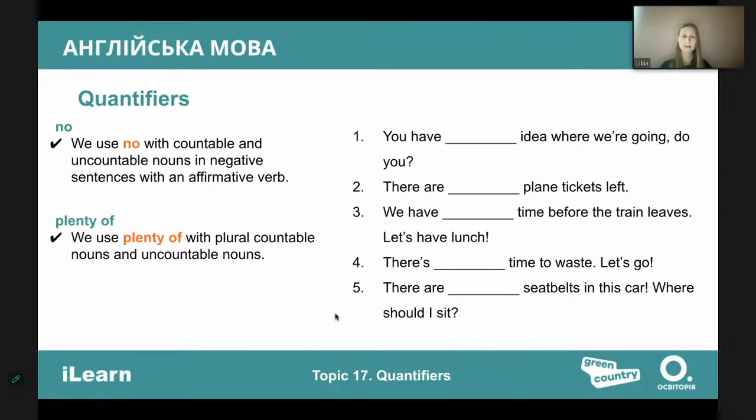Now, sometimes we need to say no for a negative sentence, but grammatically it is still kind of affirmative, стверджувальне, but you use no to make it negative. And you can use plenty of, безліч, with both countable and uncountable nouns. So let's have a look at the sentences and decide whether you should use no or plenty of. So you have an idea where we're going, do you?